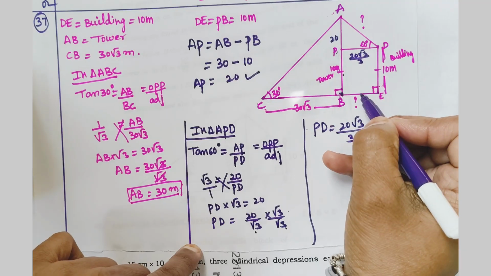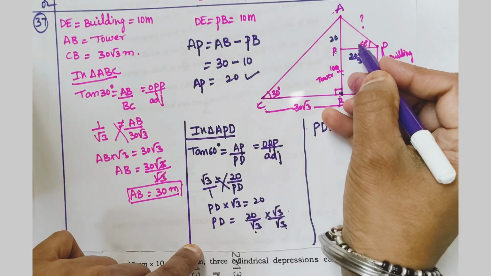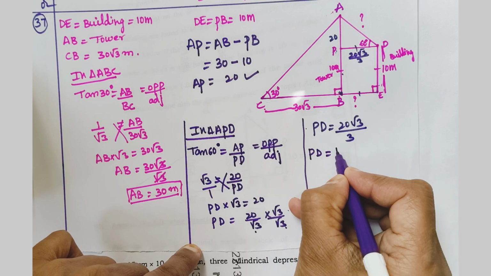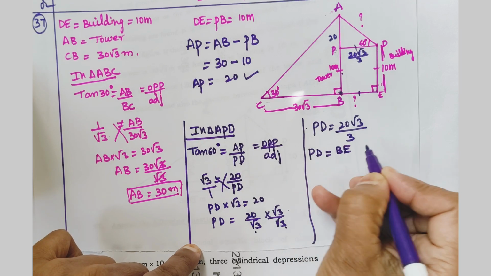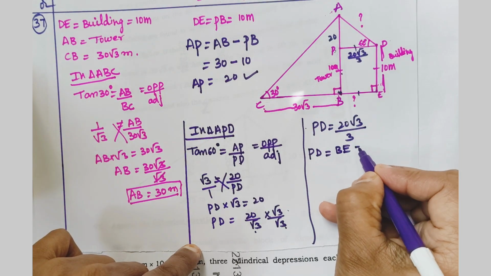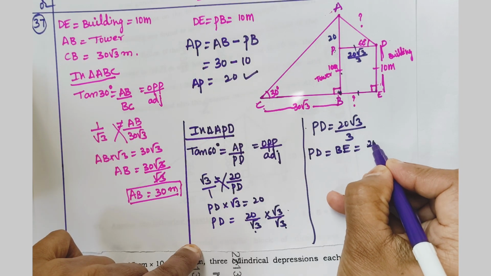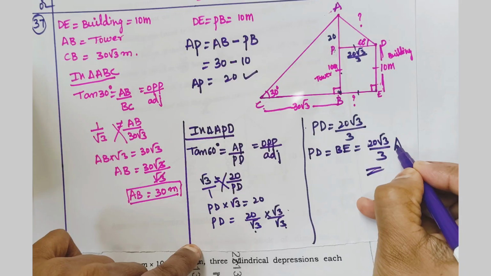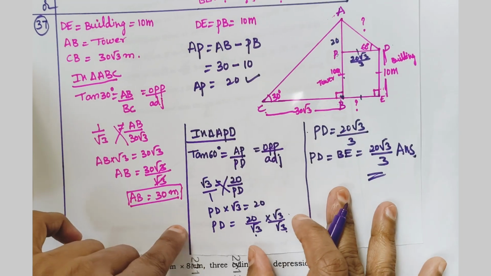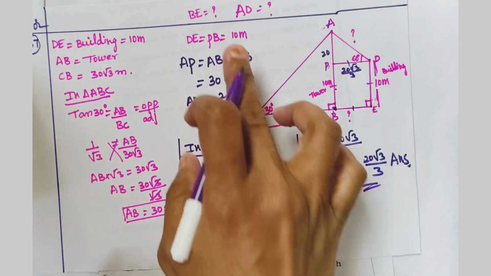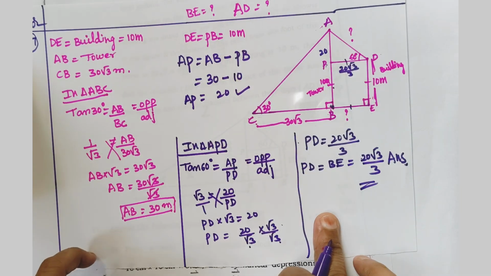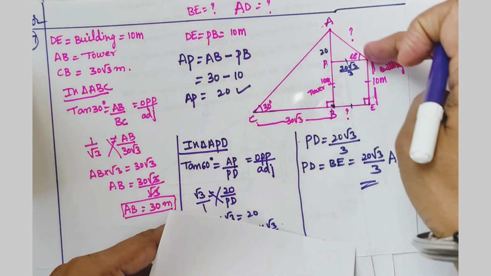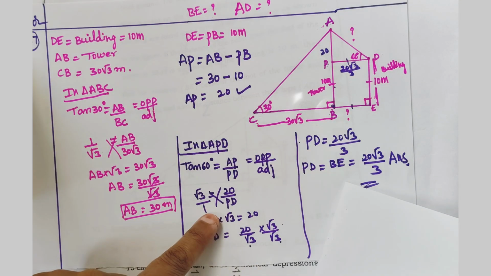This is also the same as BE. BE measurement and PD measurement, both are the same. So this is also 20 root 3 by 3. This is the first answer. He is asking the BE measurement, 20 root 3 by 3. Next, AD measurement is the other answer.